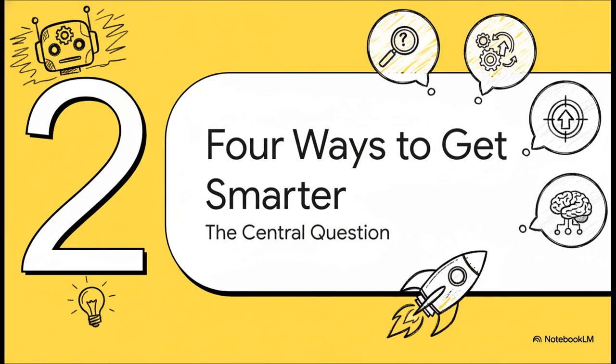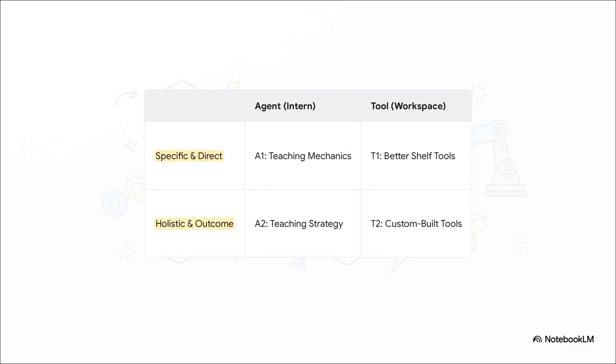So you have this basic structure, this brilliant but pretty raw intern. The central question for every researcher in the space is actually quite simple. How do you make it better? How do you improve its performance on a task? And it turns out there are really four main philosophies for how to do this. And this table just frames it perfectly. You've basically got two main levers you can pull. You can either improve the agent itself, that's our intern, or you can improve the tools it uses, its workspace. Then, crossing that, the way you teach it can either be super direct and specific, or it can be more holistic and just focused on the final outcome. This simple grid gives us four totally distinct philosophies: A1, A2, T1, and T2.